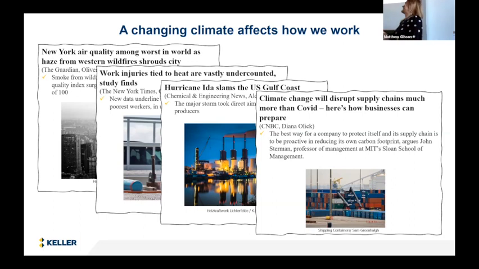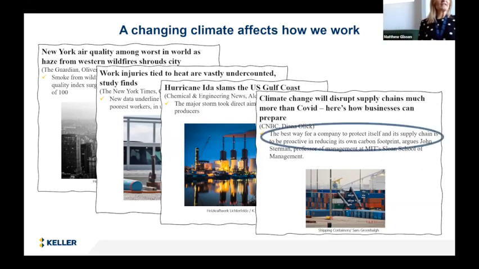Another thing is supply chains. A professor at MIT said climate change will disrupt supply chains more than COVID. We probably could say we have both of those things going on right now. But what's interesting is he also says the best way for a company to protect itself is to be proactive in reducing their own carbon footprint.